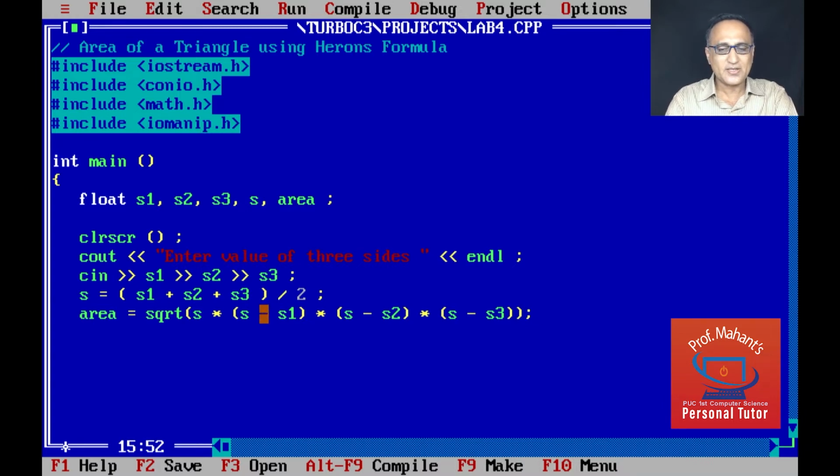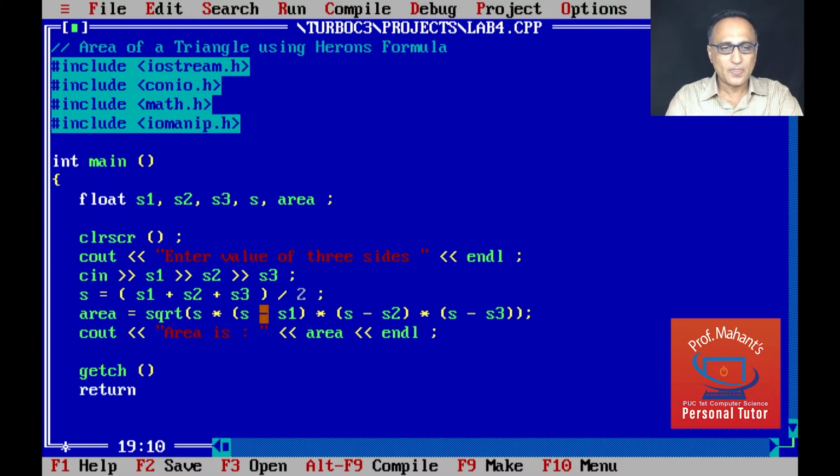And last but not the least step, I can simply go ahead and print the value of the area. I can say area is, area, and I can do an endl followed by our usual getch and return 0.